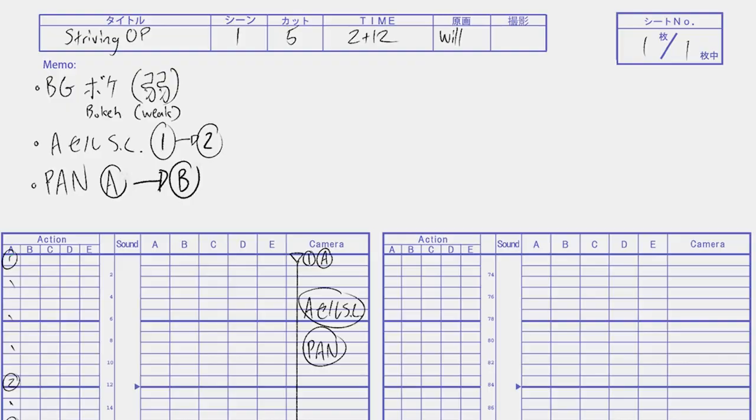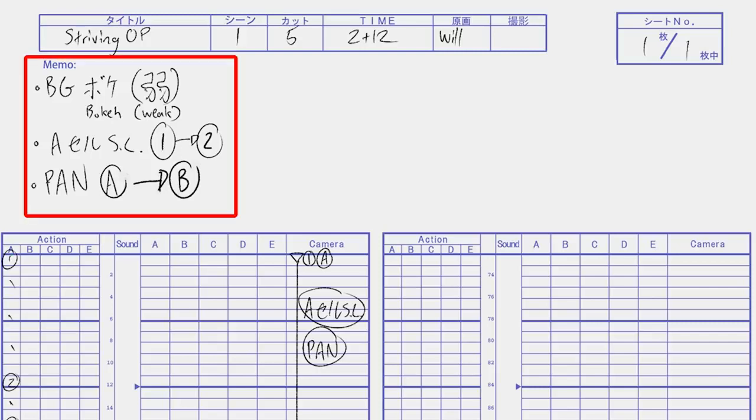Now for the timesheet again. Title, scene, cut, time, keyframer's name, pages, and total pages. It's repetitive, but it has to be filled out for every cut. In the memo section, I decided to put a background blur, specified as weak, and I've also written the notation for the slide for the A cell that goes from position 1 to position 2, and the pan that I drew a notation to go from position A to position B.